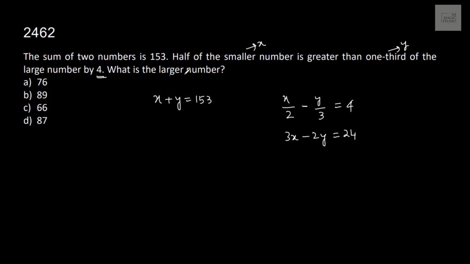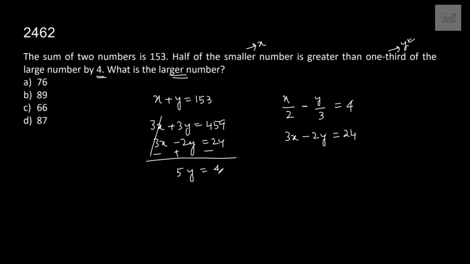What is the question? What is the larger number? We need to find the value of y. So multiply this by 3: 3x plus 3y is 459, and 3x minus 2y is 24. If I subtract, then 5y is 435. y is 435 by 5, that is 87. We are only looking for the larger number, that is 87, and it features in option D.